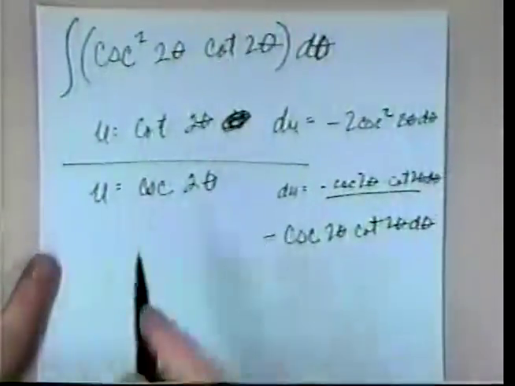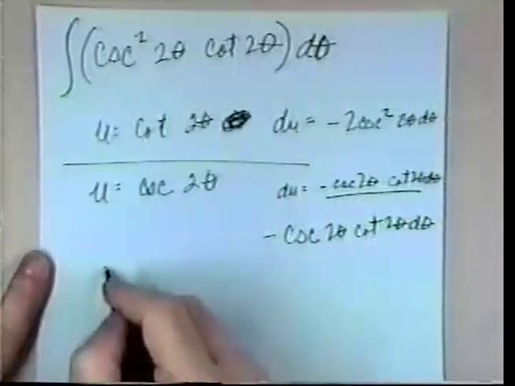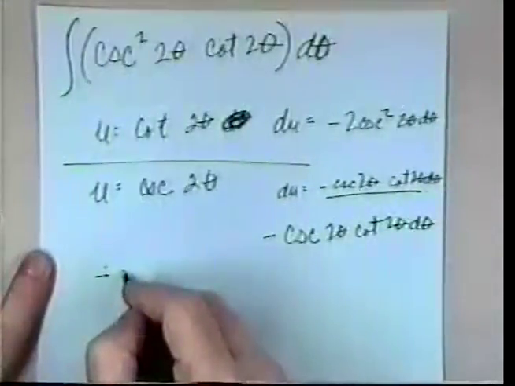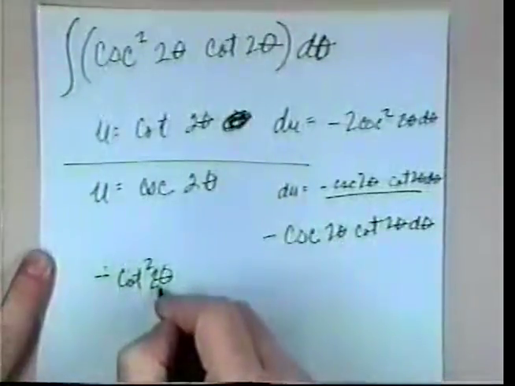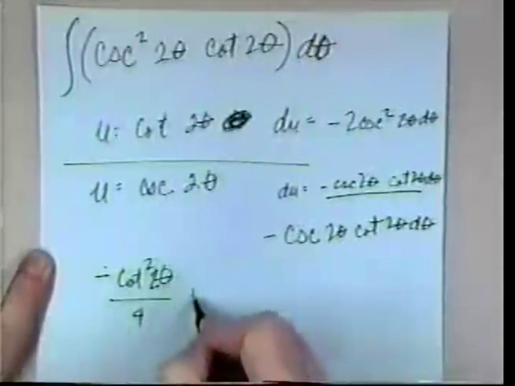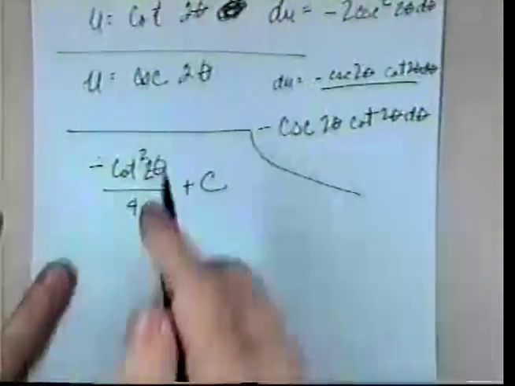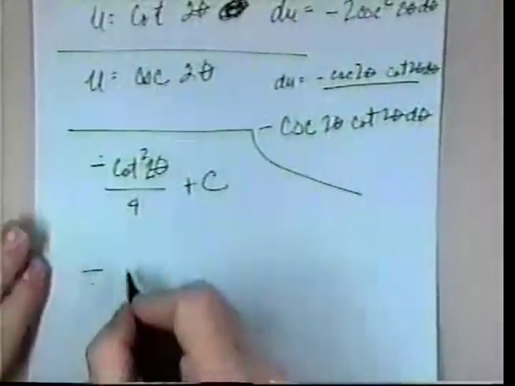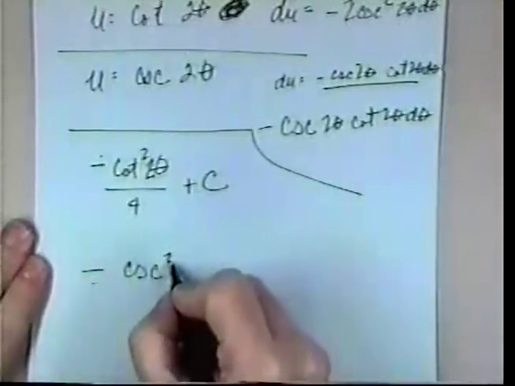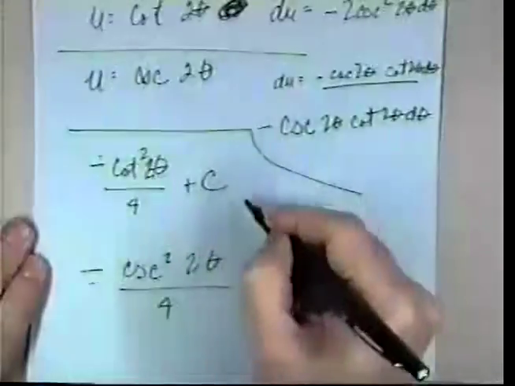If you work it the first way, you're going to end up with minus the cotangent squared 2 theta over 4 plus c. If you work it the second way with the second u substitution, you're going to end up with a minus cosecant squared 2 theta over 4 plus c.